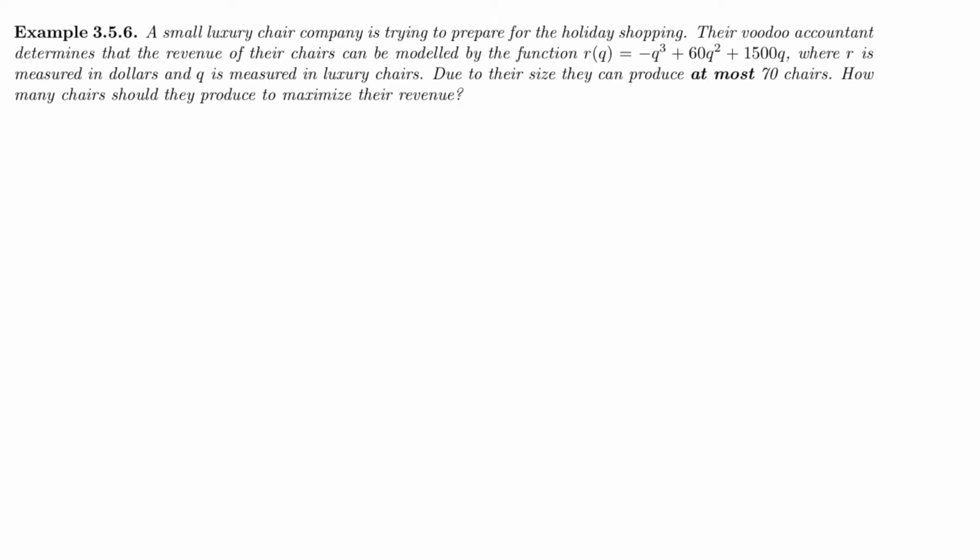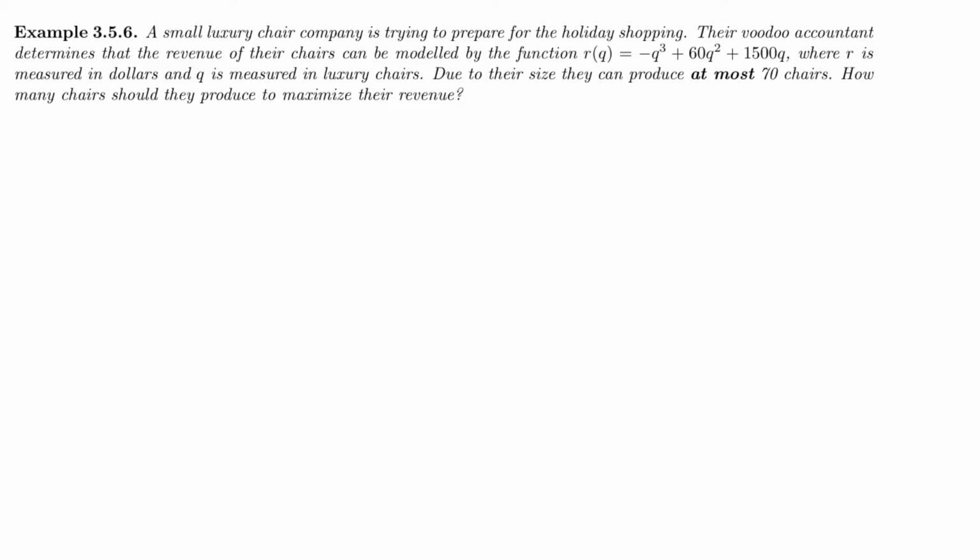So a small luxury chair company is trying to prepare for the holiday shopping. Their Voodoo Accountant determines, so here's the story behind the word voodoo here. In business calculus, you end up with a lot of these situations that are perfectly modeled by functions, where in a real business situation, you can't have a perfect modeling of what your revenue is going to look like. So when it says their Voodoo Accountant, they just mean that this accountant has powers beyond what you could possibly believe because they're able to perfectly, with a nice polynomial, model what their revenue should be.